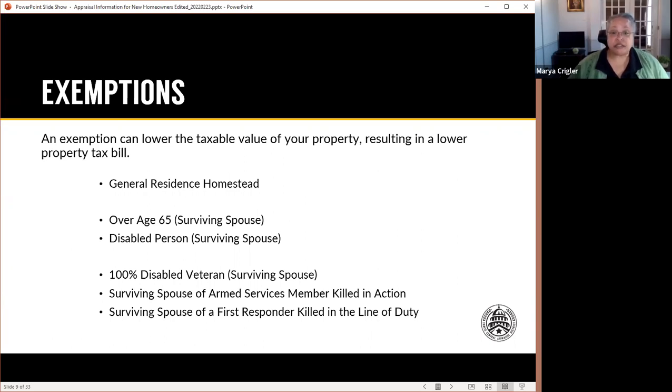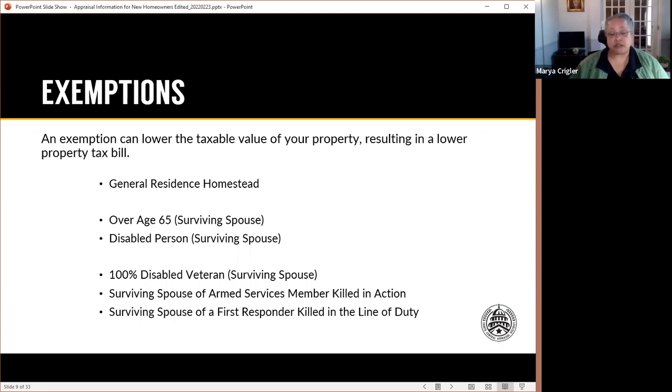There are different kinds of exemptions, but the most common one we talk about are homestead exemptions. And the first of the homestead exemptions is your general residential homestead exemption. Most property owners that own and occupy their home as their principal place of residence can qualify for a general residence homestead. Now, there are some qualifications, we'll talk about those, but for the most part, most homeowners that are owning and occupying their principal place of residence can claim it as their homestead and get a homestead exemption.